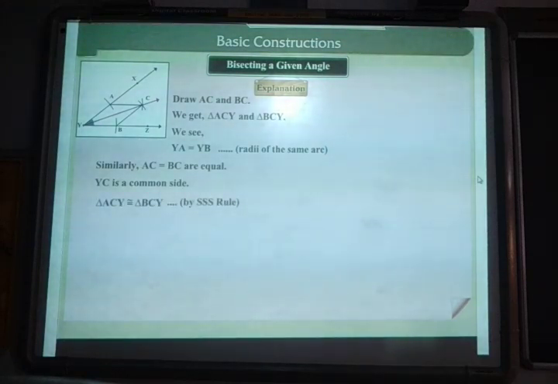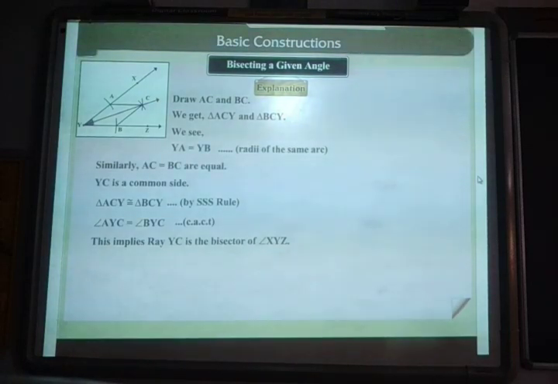So, by the SSS rule, triangle ACY is congruent to triangle BCY. Hence, the corresponding angles of the two triangles will be congruent. This gives us angle AYC equal to angle BYC, which implies that ray YC is the bisector of angle XYZ.